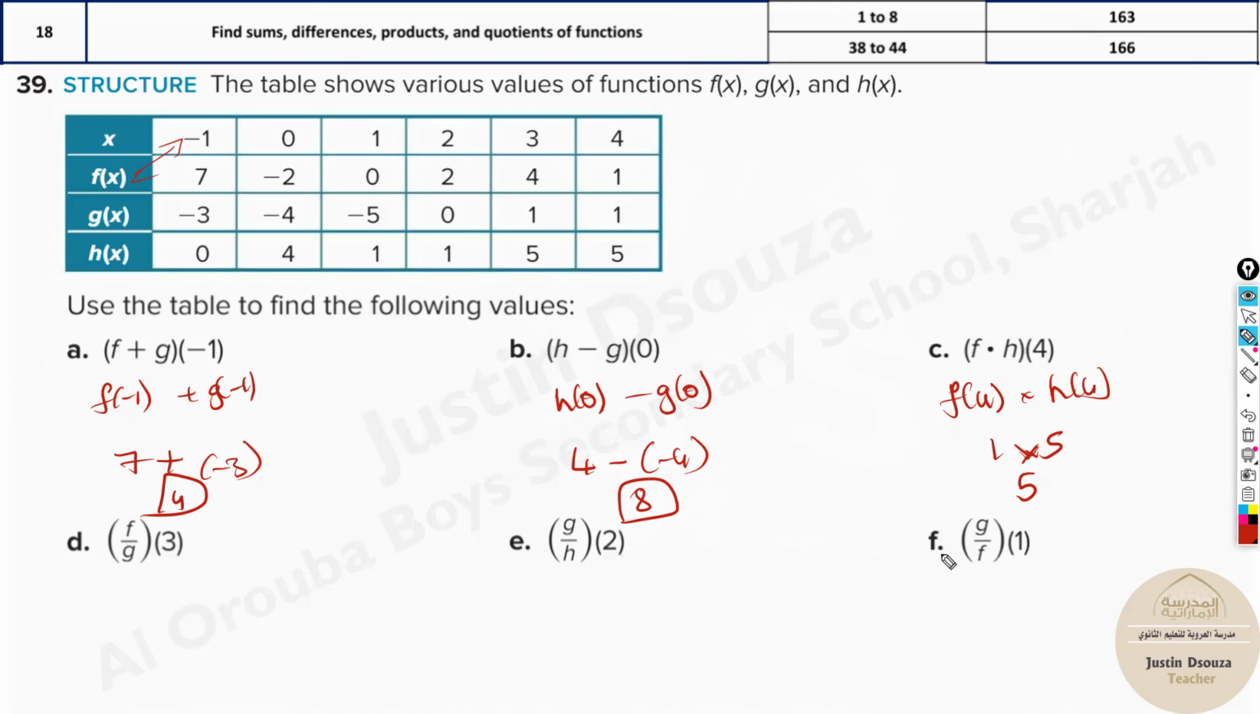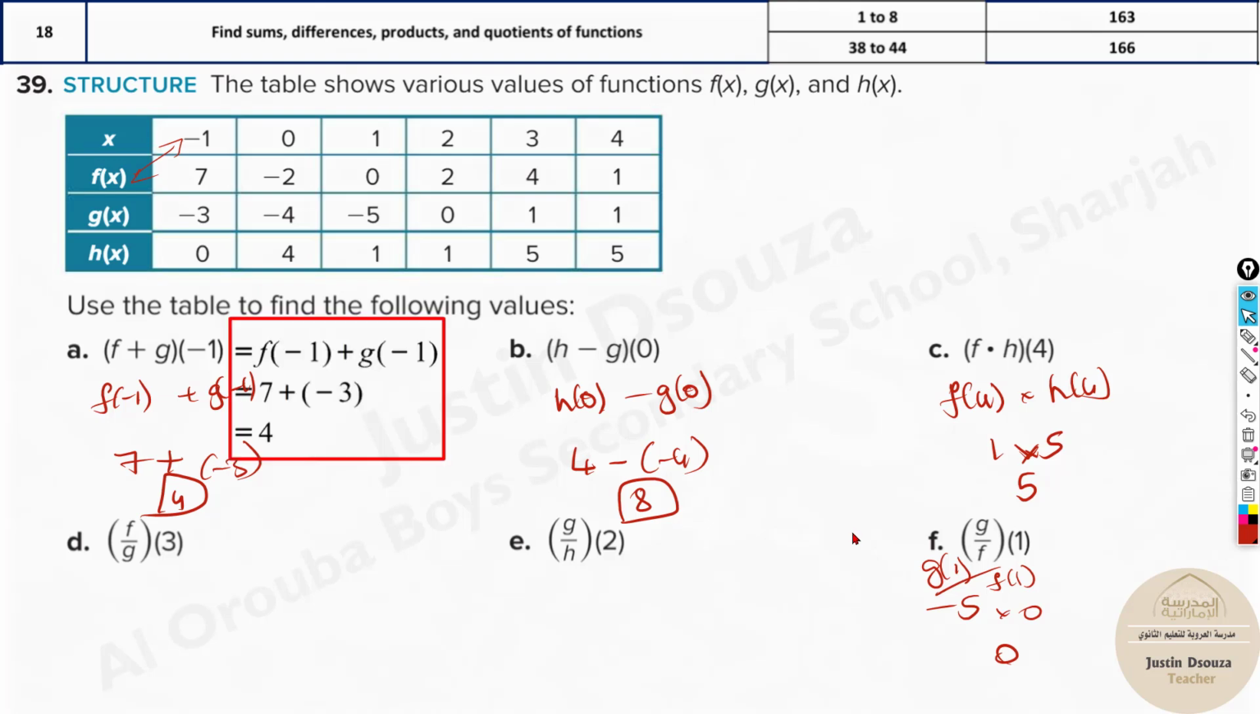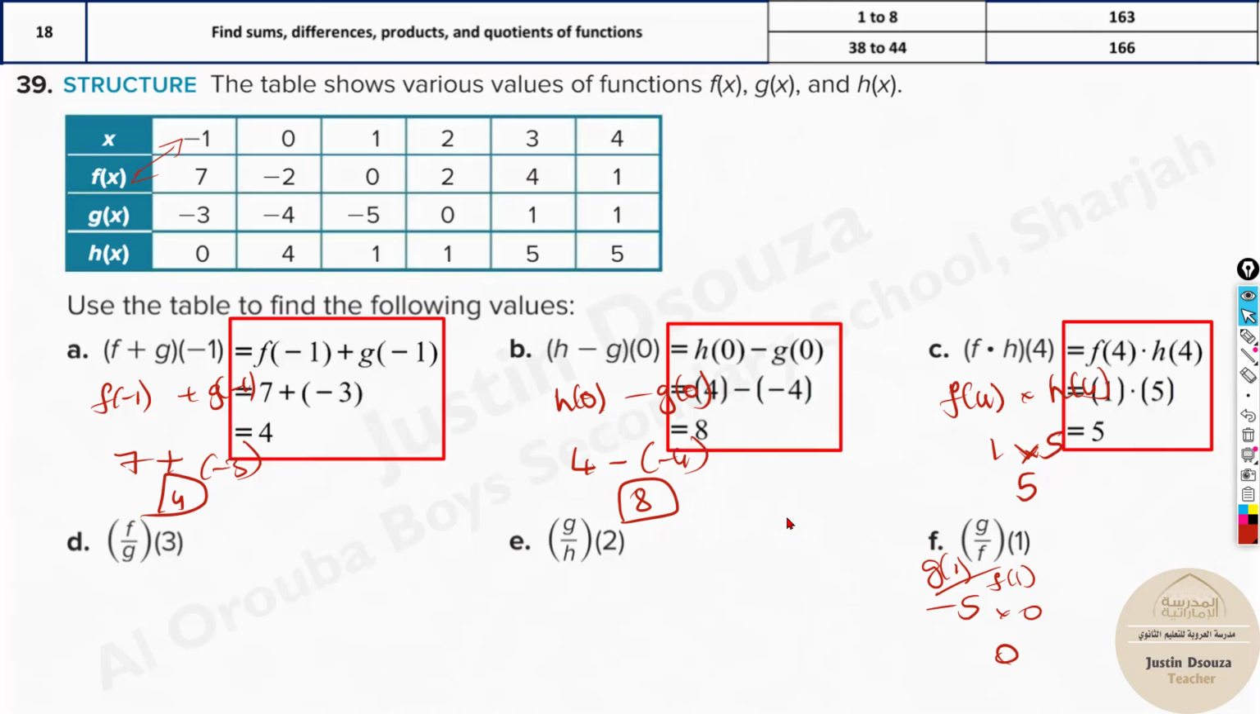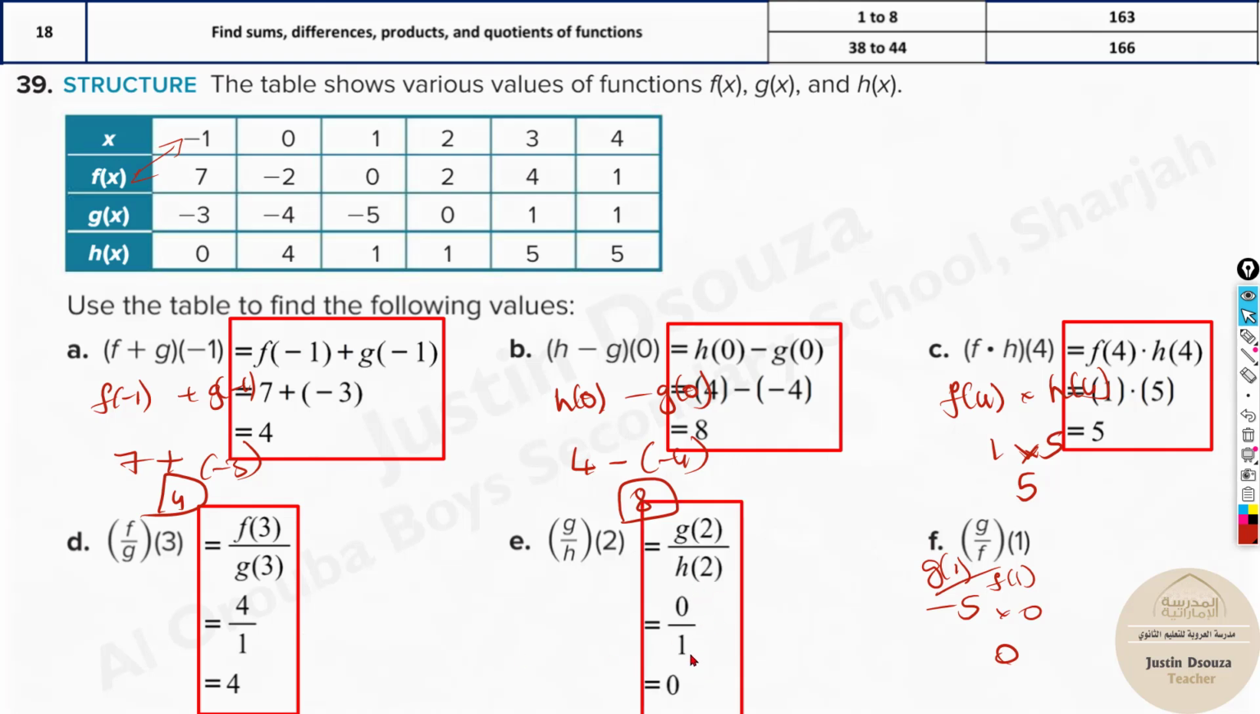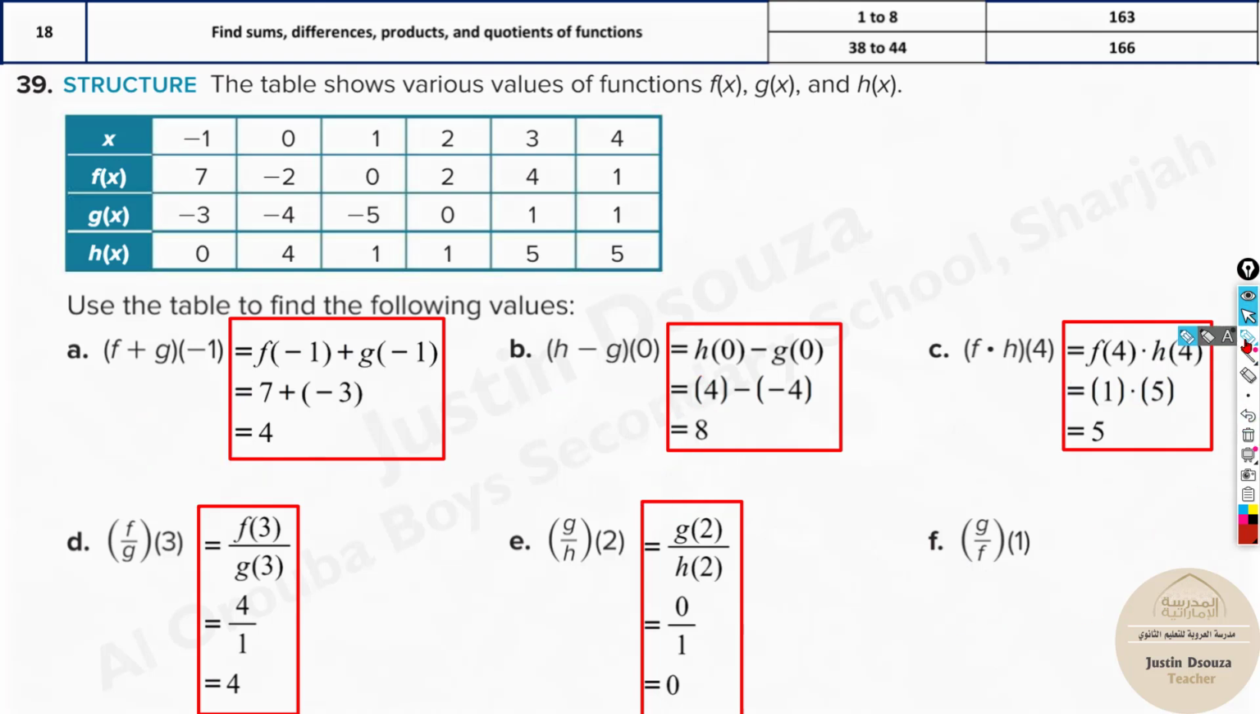And division, let's do this one. G of 1, where is it? It is -5. I've written directly above, it should be g of 1 divided by f of 1. Okay, -5, what is f of 1? It is 0. So the answer is 0. You can do the others by yourselves. So it's 4, 8, minus 5. This is pretty straightforward. Oh, sorry, I have made a mistake in the last one. It is -5 divided by 0.